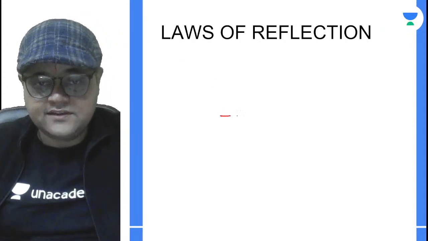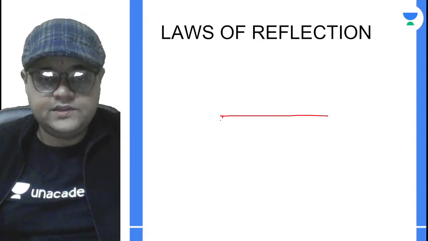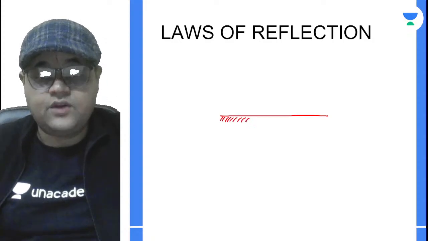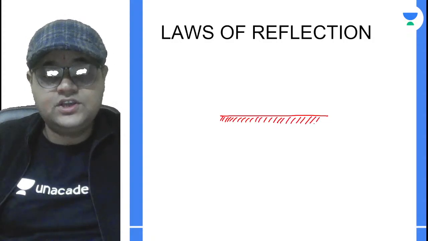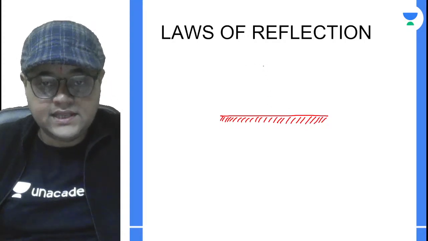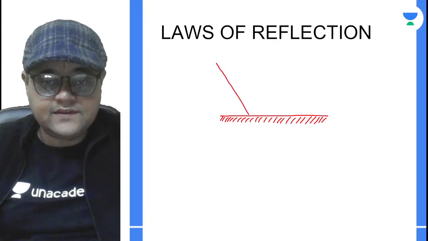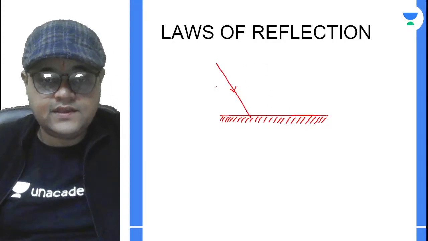Let us consider a surface. For example, this is a reflecting surface. Now, we are focusing on reflection, so we'll be dealing with reflection only. We have nothing to do with the other rays. This is an incident ray. For example, this is an incident ray.